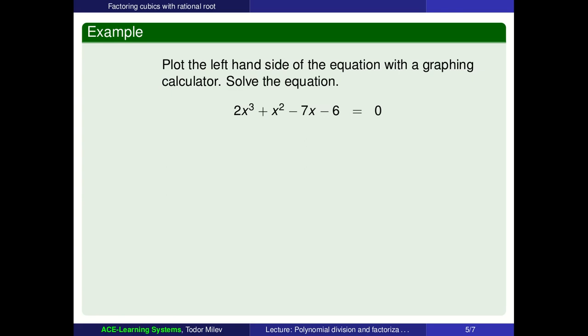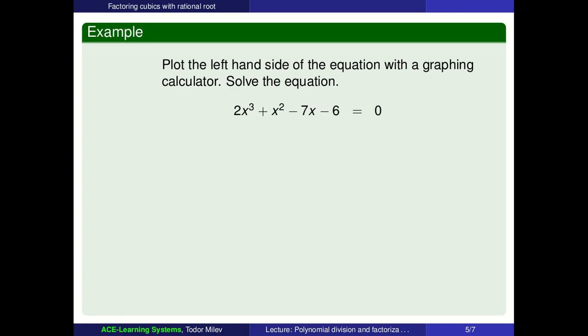However, there are additional things that this problem asks us to do. The problem asks us to plot the cubic with a graphing calculator. This suggests that maybe the plot of our graphing calculator will help us solve the equation in some way.